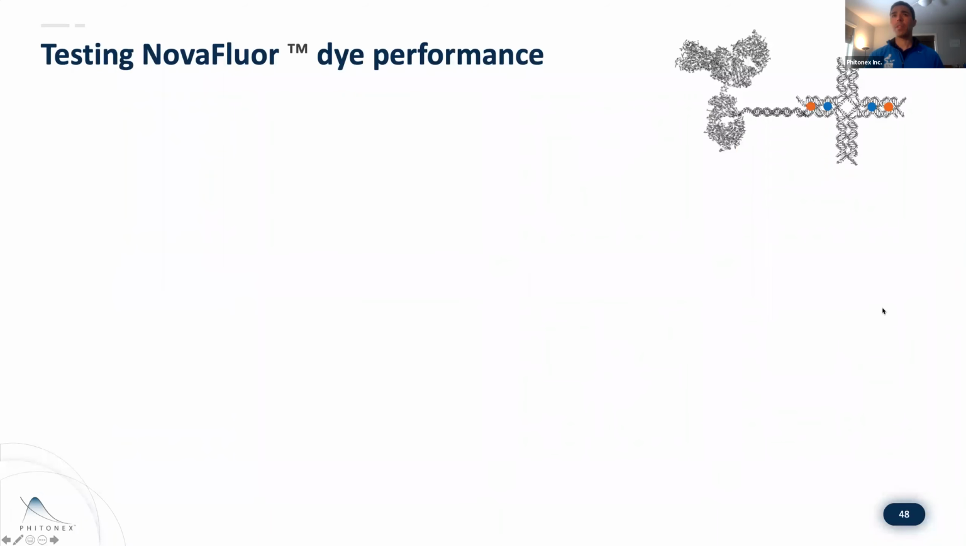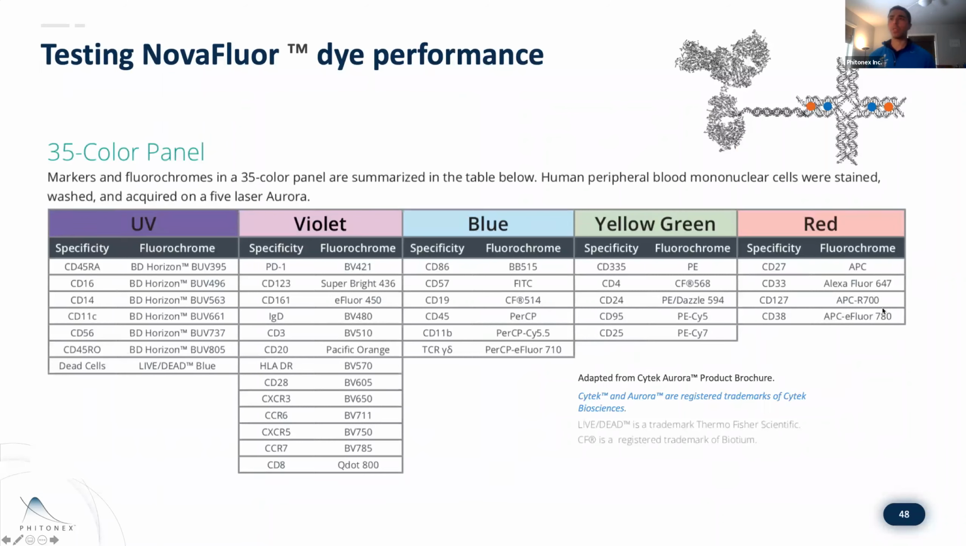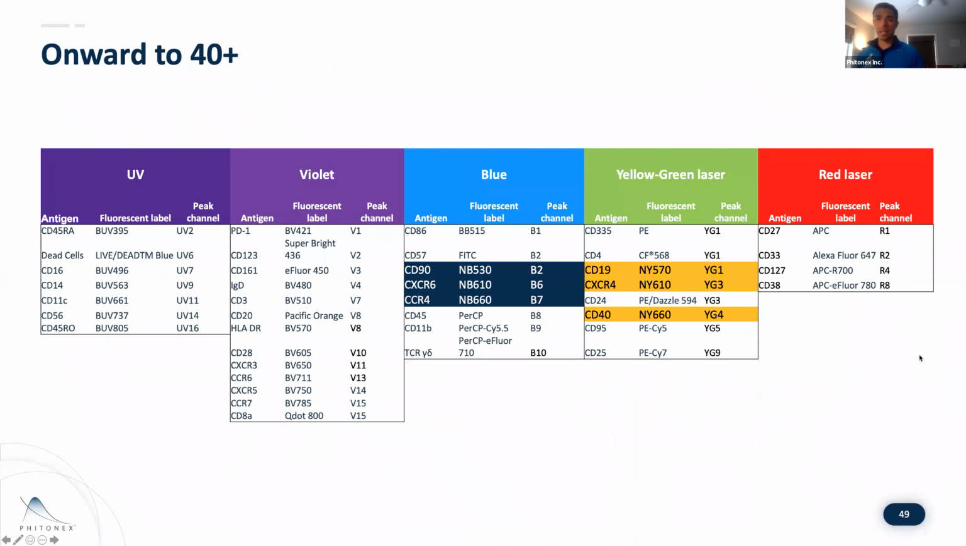Okay, so how are we pushing forward in testing NovaFluor dye performance? There's been some beautiful work from Cytek in looking at this 35 color panel, which they've published, which is great, showing here's all the specificities and dyes that we're using. And so we looked at this and thought, wow, wouldn't it be great if we could take some of this great work and actually drop in our 6 labels? Could we immediately add that clean fluorescence and go higher on plex? And so that's exactly what we're up to.